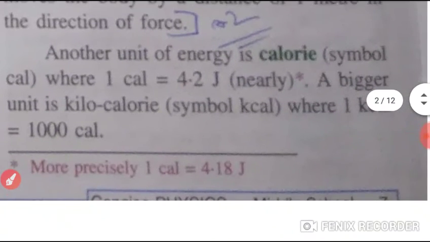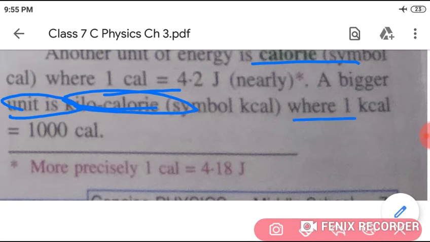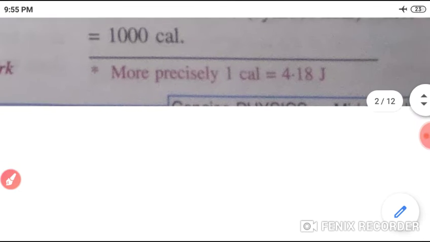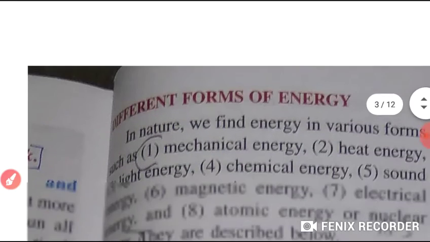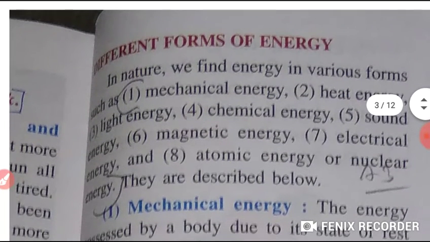What is another unit of energy, students? Another unit of energy is the calorie. 1 calorie is equal to 4.2 joule nearly. A bigger unit is what? Kilocalorie, where 1 kilocalorie is equal to how much? 1000 calories. So students, now we will study the different forms of energy.